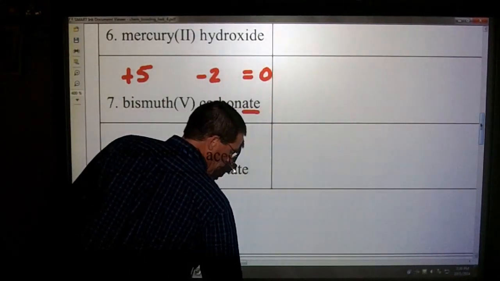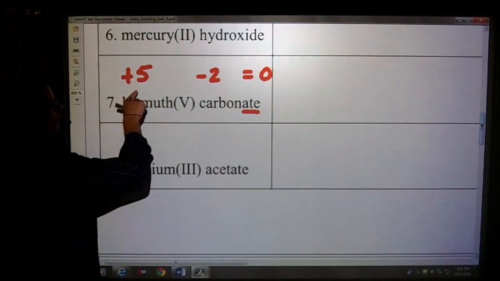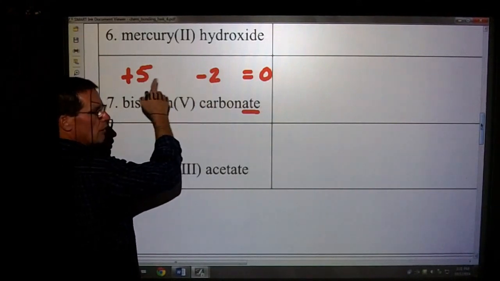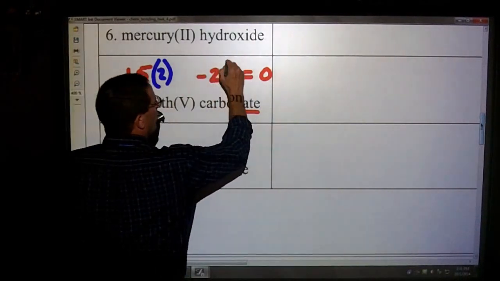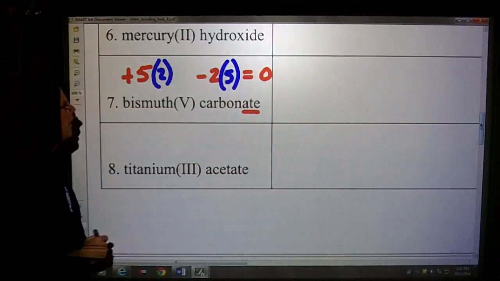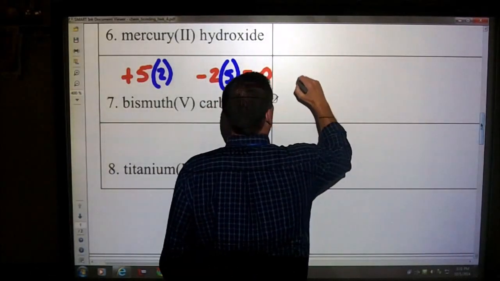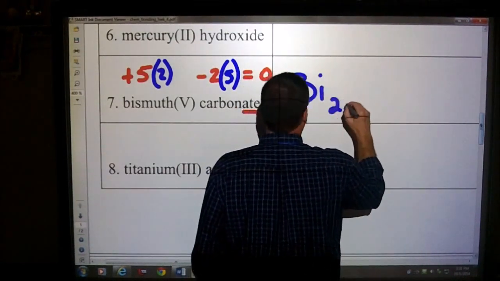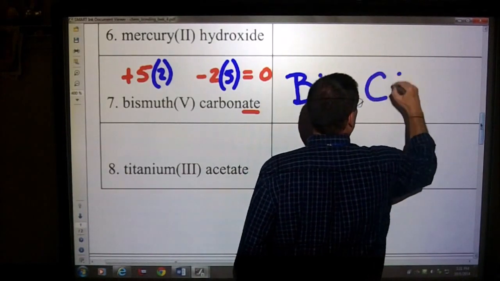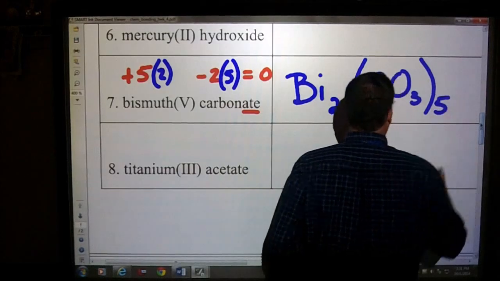So here we get to have a little bit of fun, okay? So here's what you get to do. Look at this and ask yourself, how can we get these values to equal 0? Well, you could do 2 and 5. Not a bad idea. That'll give you a value of +10 and -10. So when we write this out, we have bismuth, and then I'm going to put a 2 here, and then carbonate is CO3, but we need 5 of those, and then put it outside the parentheses.